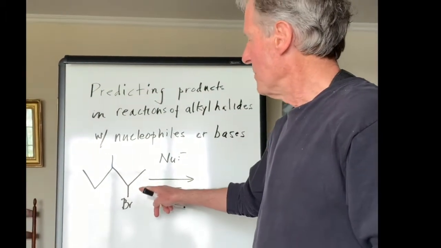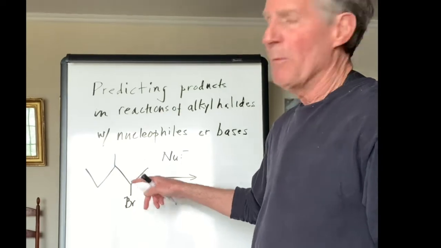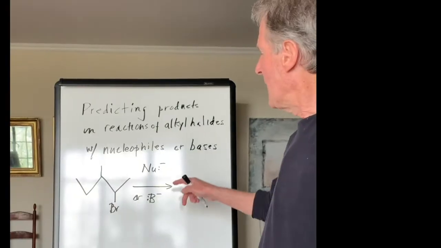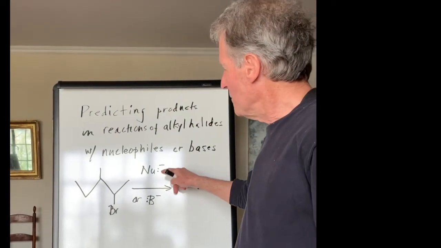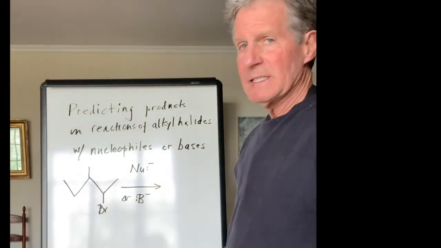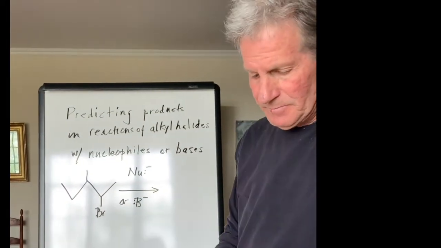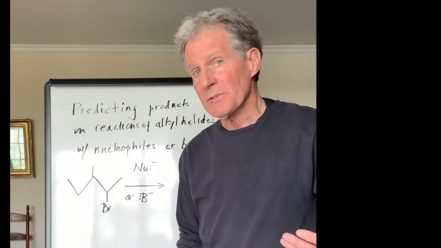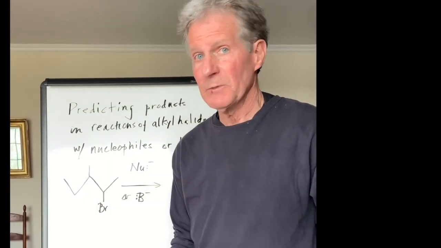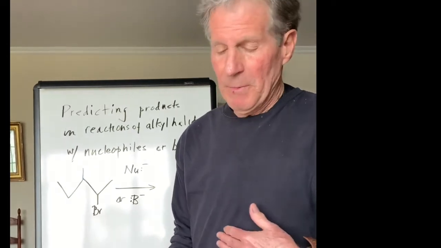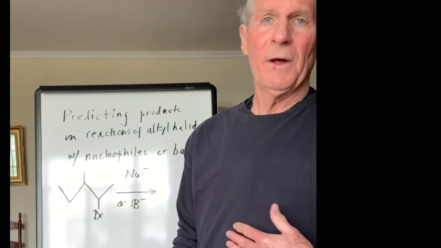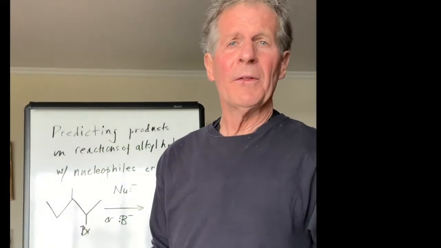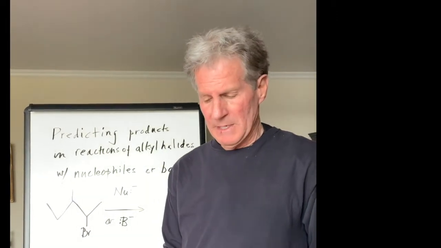I think I drew this one before too. This would be 2-bromo-3-methylpentane. And I'm asking what happens when a nucleophile or a base attacks this? Now there are a couple of questions. The thing you would love to be able to answer is what's the favored product? What's the most likely product? But also you'll need to at least consider what other kinds of products might be formed.